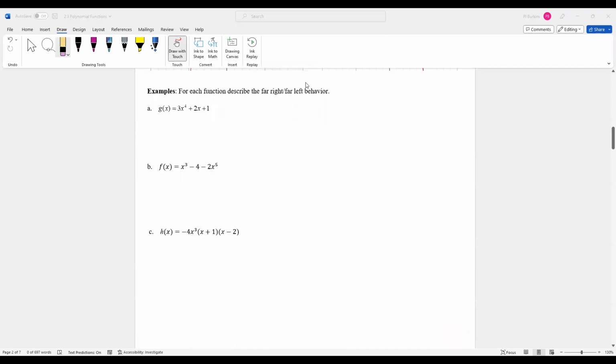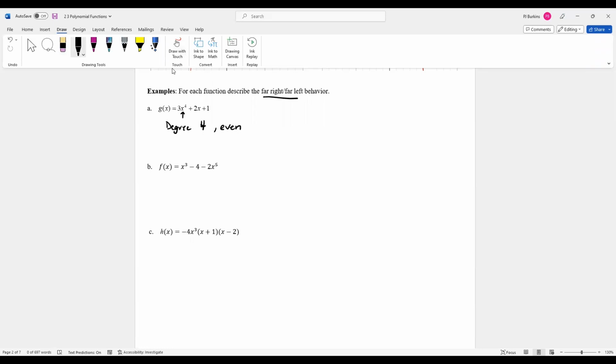All right, so for this example, we are looking at the far right and far left behavior of these polynomial functions. To do this, we need to know what is the degree. So we need to locate the variable with the highest exponent. In this case, x to the fourth is the highest. So the degree of the polynomial is 4. That is an even power.